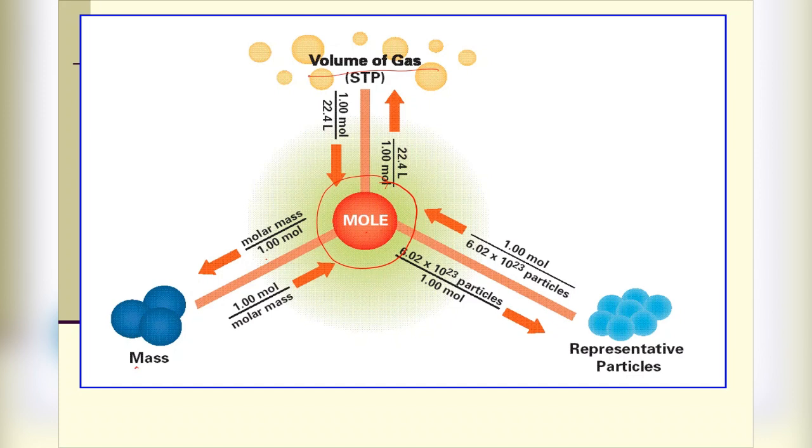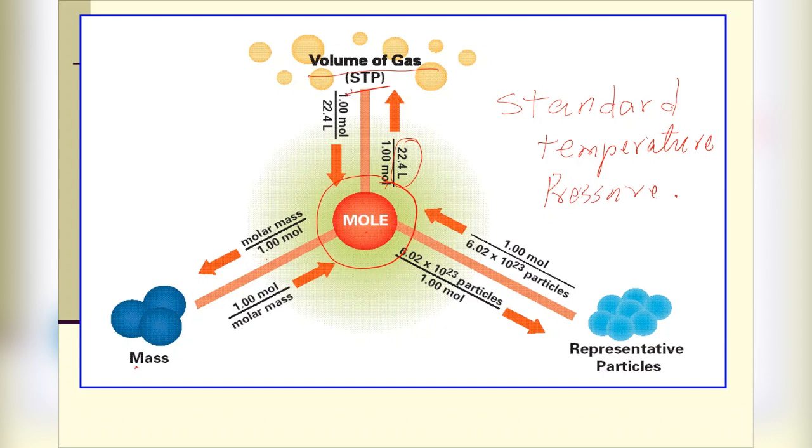If you have to find volume of a gas, remember that 1 mole of any gas contains 22.4 liters at STP. STP means standard temperature and pressure. You will know in detail when you get to the chapter on gases. Standard temperature and pressure, 1 mole of any gas has 22.4 liter of volume.